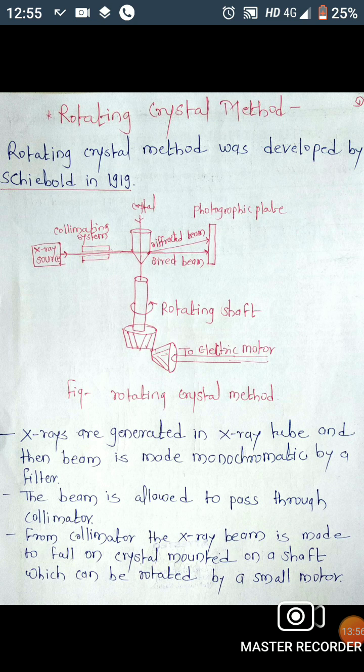The rotating crystal method was developed by Seibold in the 1990s. There is an instrumentation for the rotating crystal method. It has an X-ray source for the X-ray radiation, then a collimating system. By that collimating system, the narrow X-ray beam is passed towards the crystal, and when this X-ray radiation falls on the crystal, it is diffracted in various directions.